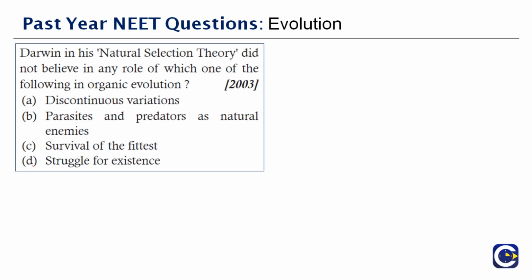Next question. Darwin, in his natural selection theory, did not believe in any role of which one of the following in organic evolution? I think it's continuously from the same year, 2003. So what do you think will be the answer here? Before that, let's analyze the natural selection theory. Can we do that? What do you know about the natural selection theory by Darwin, that too?